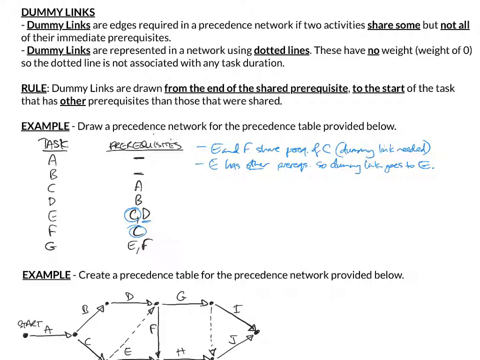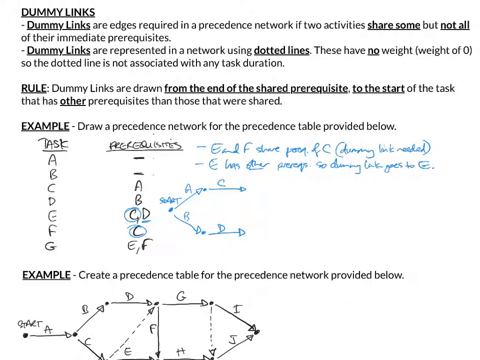Alright, so I have kind of my thinking. I've identified the shared prerequisite and the non-shared prerequisite. I can draw this network now. So, start node, starting from the left, start. Okay, A and B both have no prerequisites, so they come off of the start node. A and B end in an unlabeled node. C has the prerequisite of A, so it comes off from the end of A. D has the prerequisite of B, so it comes off the end of B.